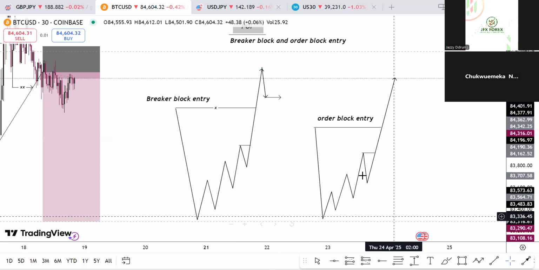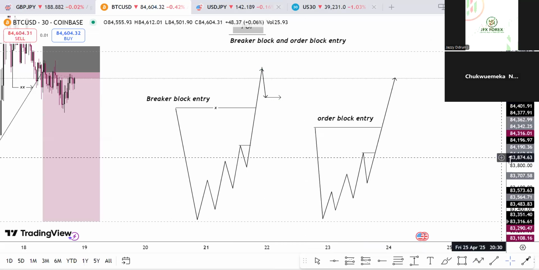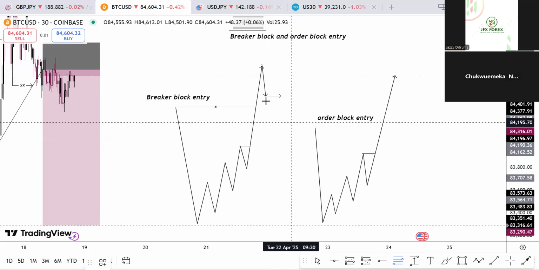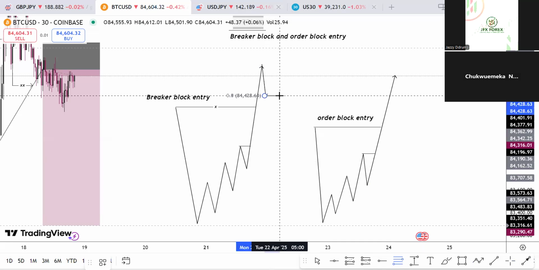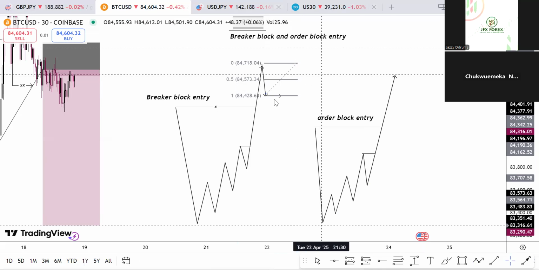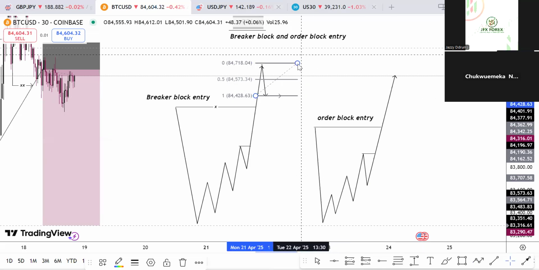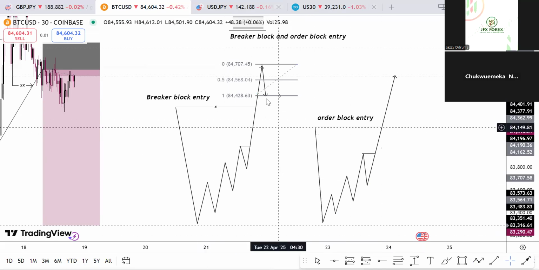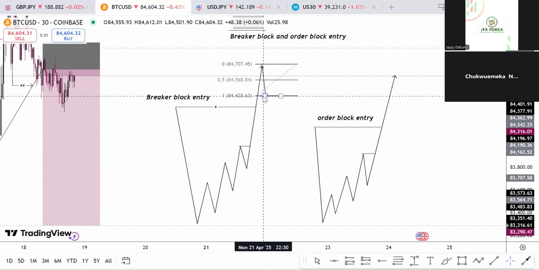So now, how do you measure the pullback? This is it. Like I taught you earlier, you pick your Fibonacci tool, you measure from the last point where the market has stopped to the previous high. Same thing applicable to the buy. You pick your Fibonacci tool to measure from the last point where the inducement liquidity stopped to the previous high.